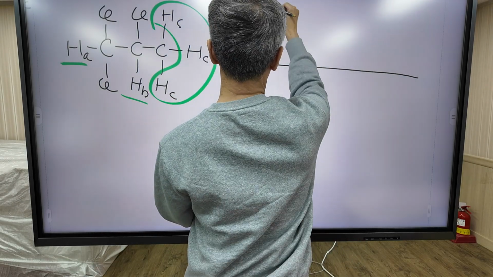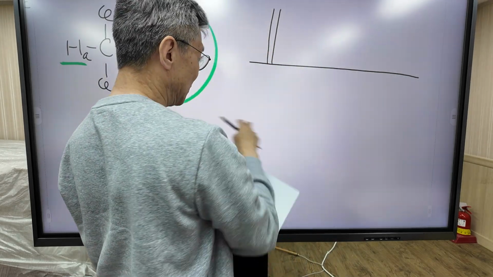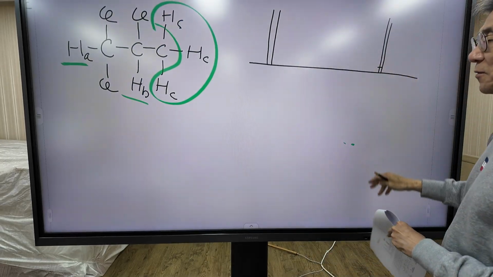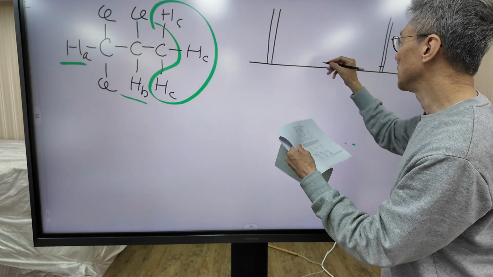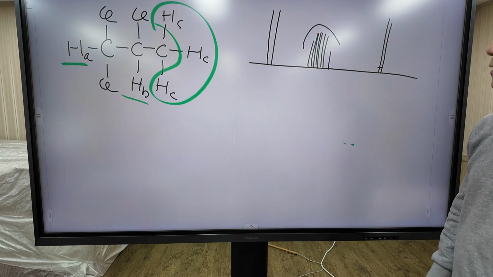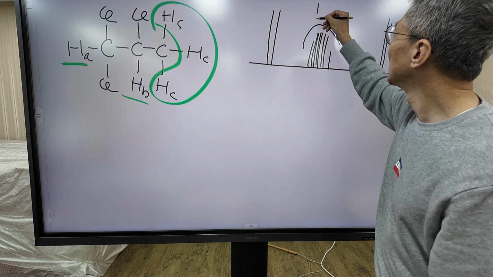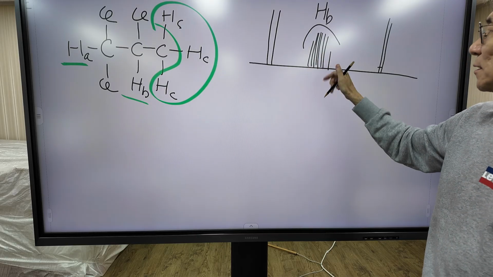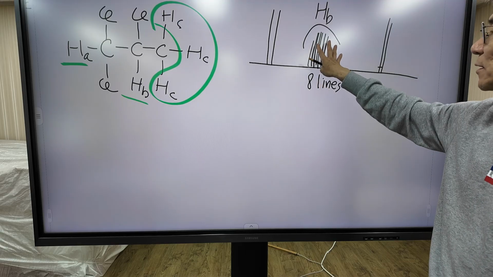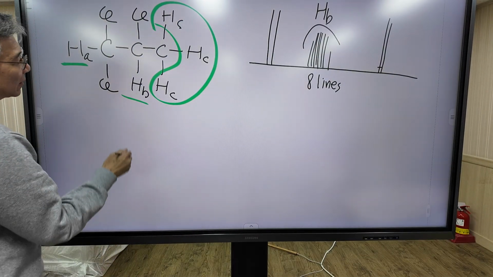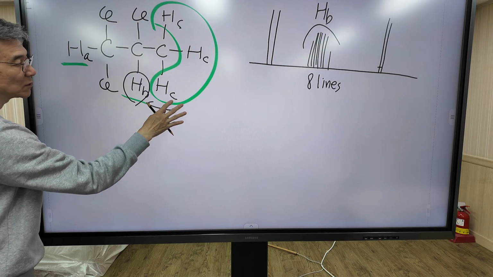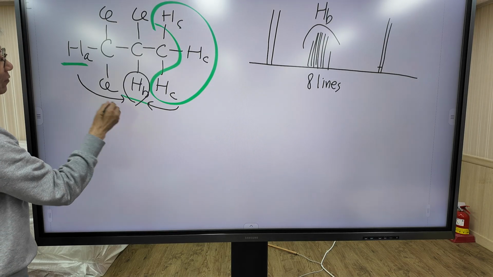Around 6 ppm, one group of peaks is shown, around 1.8 ppm another group of peaks is shown, and around 4.2 ppm many peaks are shown. This peak comes from the HB proton. A total of 8 lines are shown in this peak. The HB proton is coupled to both the 3 equivalent protons on the right and 1 proton on the left.